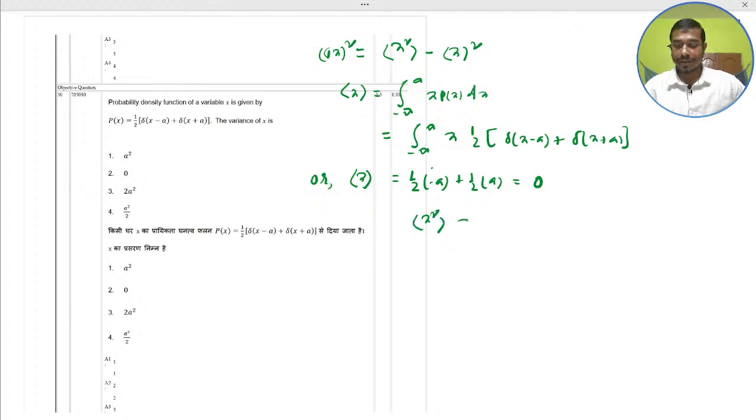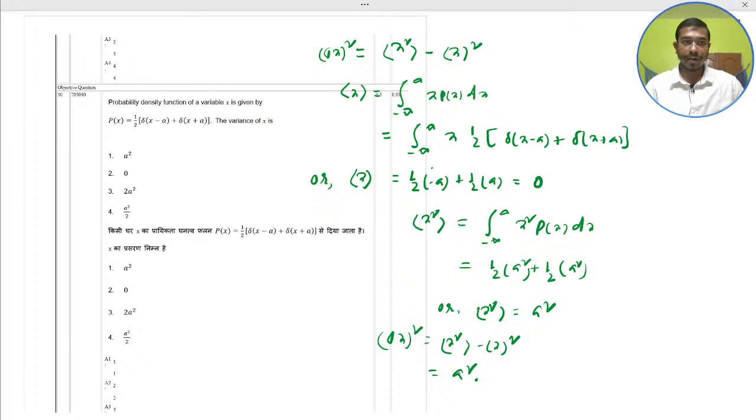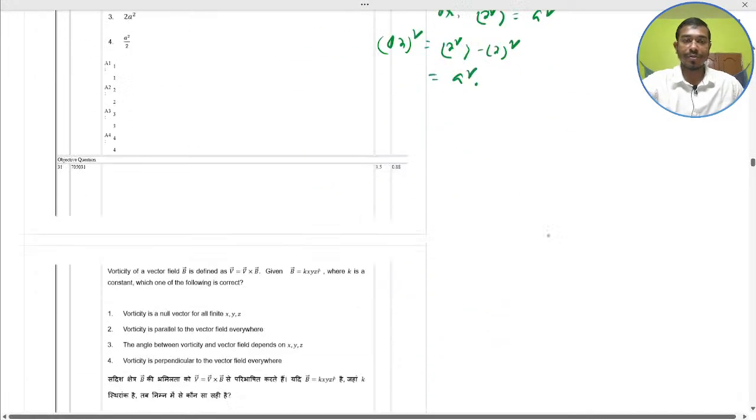Now the x square expectation. Simple, minus infinity to infinity, same as it is, x square p(x) dx. Put this value. So half a square plus half a square, or the x square expectation, that is a square. So the variance, del x square, that is the x square expectation minus the x expectation square, that would be a square. Simple. A square would be the final answer. Option A would be correct. Next, go ahead.